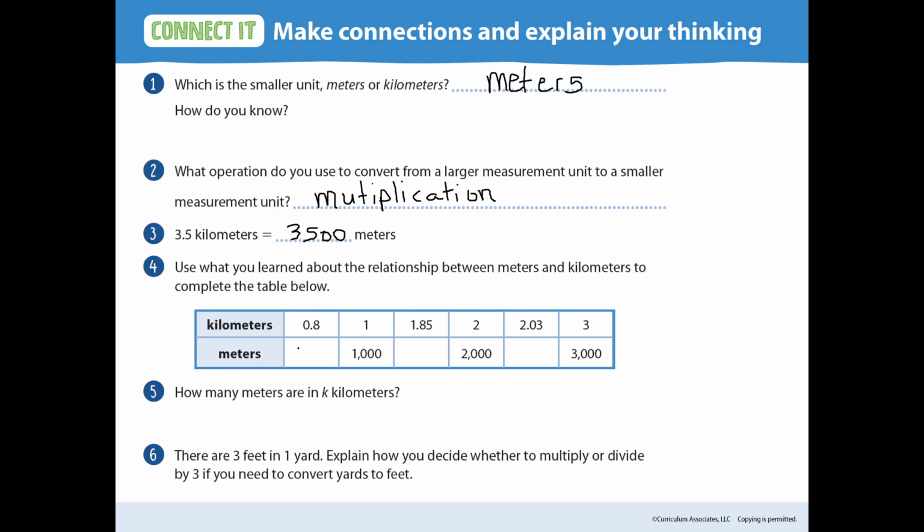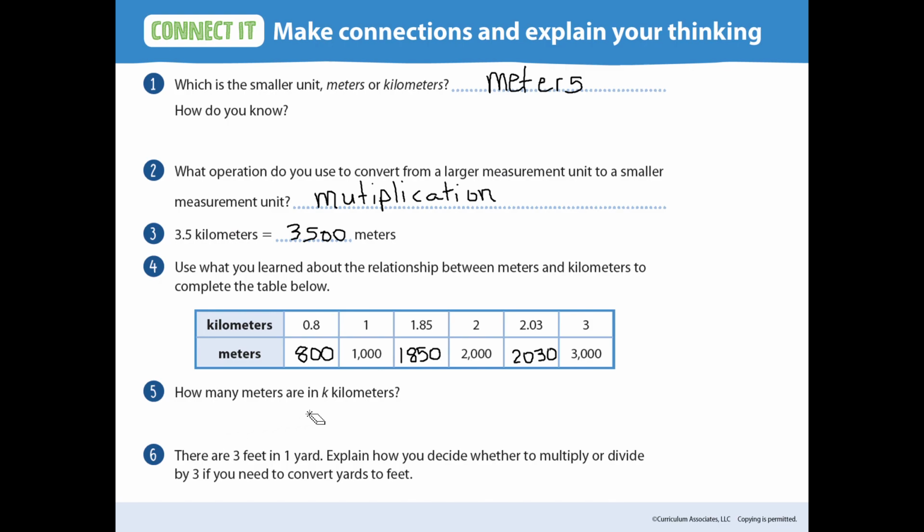So 8/10 times 1,000, you should have 800. 1 85/100 times 1,000. We move the decimal 3 places there. So that would be 1,850. 2 3/100, we multiply that by 1,000. Move our decimal 3 places. So we get 2,030. And then those are already done for you.